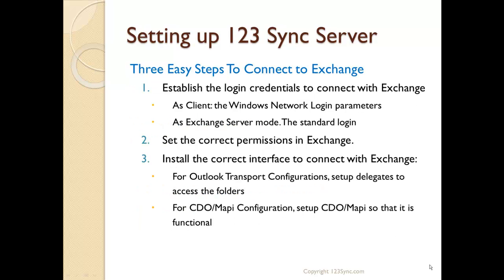So let's address the 3 easy steps to connect to Exchange. Step number 1, you need to establish the login credentials to connect with Exchange. These credentials, if you're a client on the network, are the Windows network login parameters to log in to that user's mailbox. If you are resident on the Exchange server, it's basically the standard login of the Exchange. Step 2, you need to set the correct permissions in Exchange. These permissions allow you to access the mailboxes in Exchange, therefore opening the world for you to synchronize with.